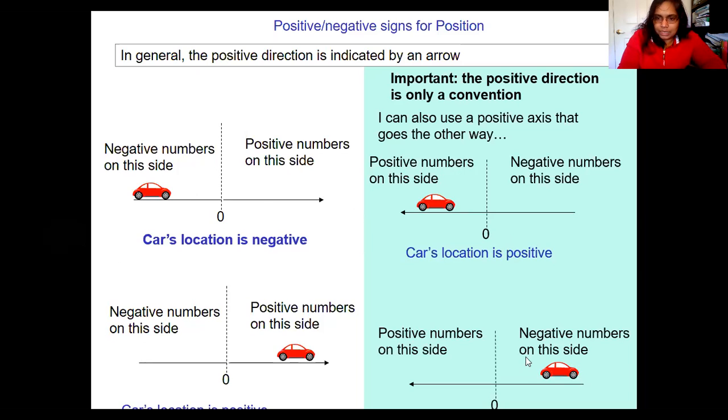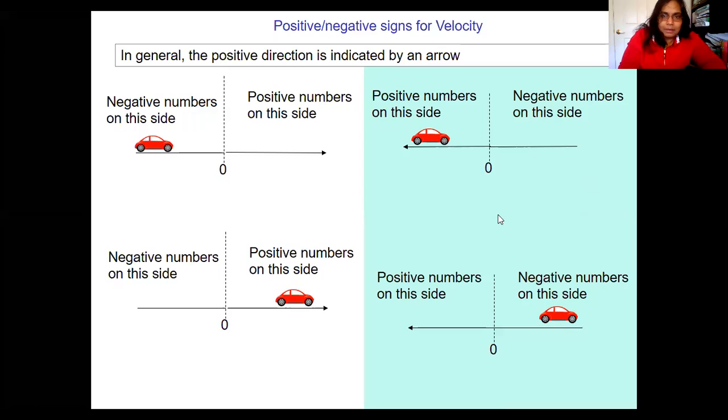Here, now the car is on this side. So you can guess what the position of the car is. It is on the negative side of the number scale, because my positive direction goes towards the left. The car location is on the negative side. Okay.